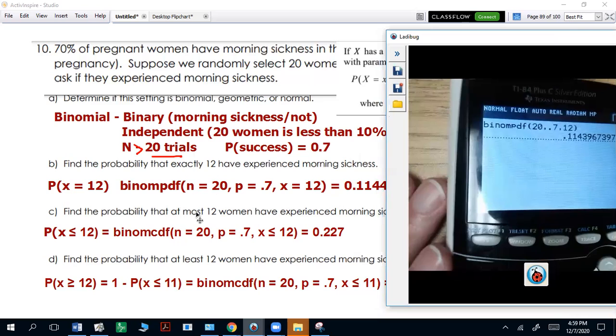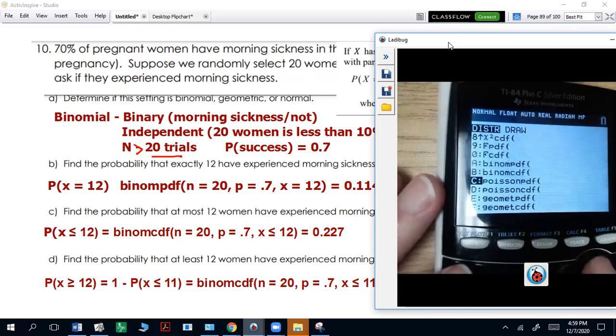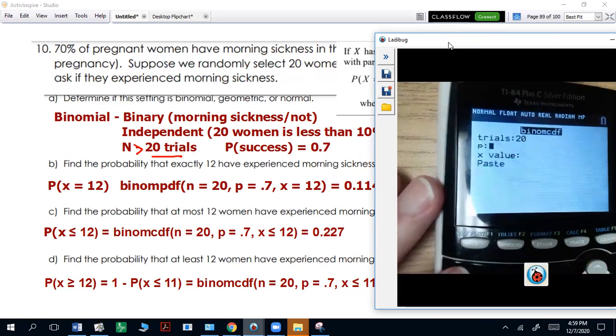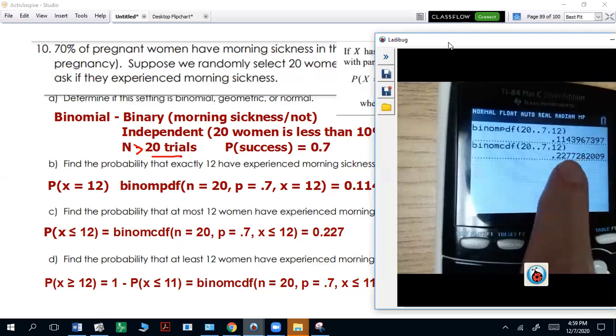C, find the probability that at most 12 have experienced morning sickness. Well, at most 12 is the same as 12 or less, including all the ones before. So you have to do the binomial CDF. You're going to have your 20 again, your 0.7, and your x value is 12, but what this is doing is 12, 11, 10, 9, 8, 7, all the way to 0. So it's going to be more, and that's 0.227.